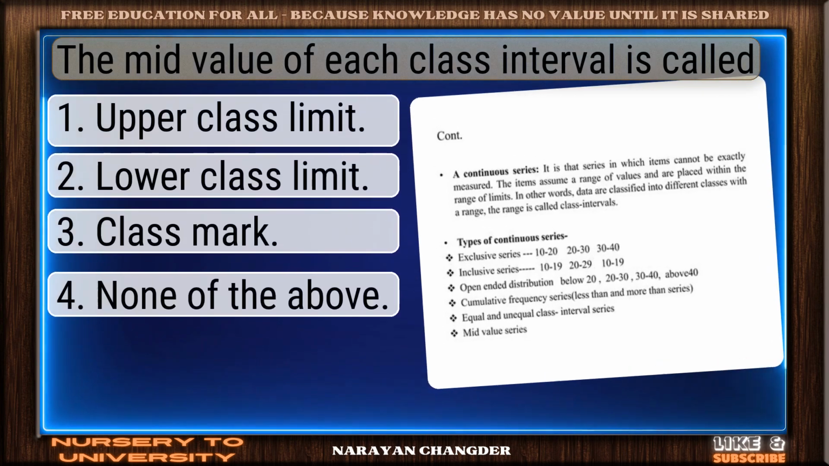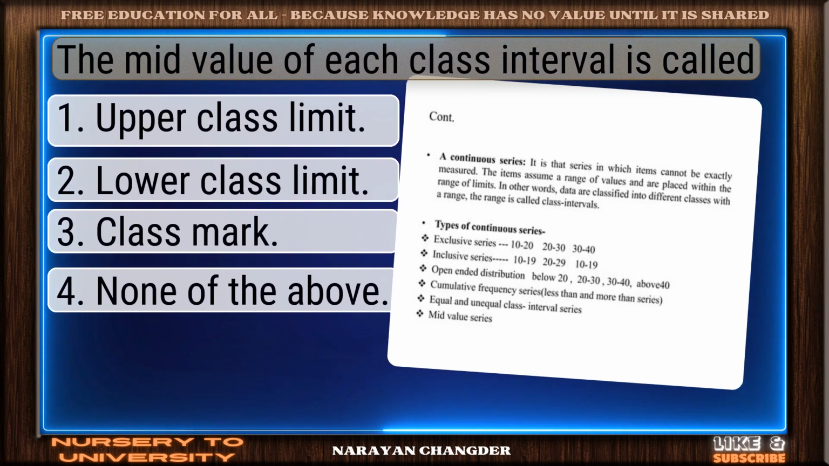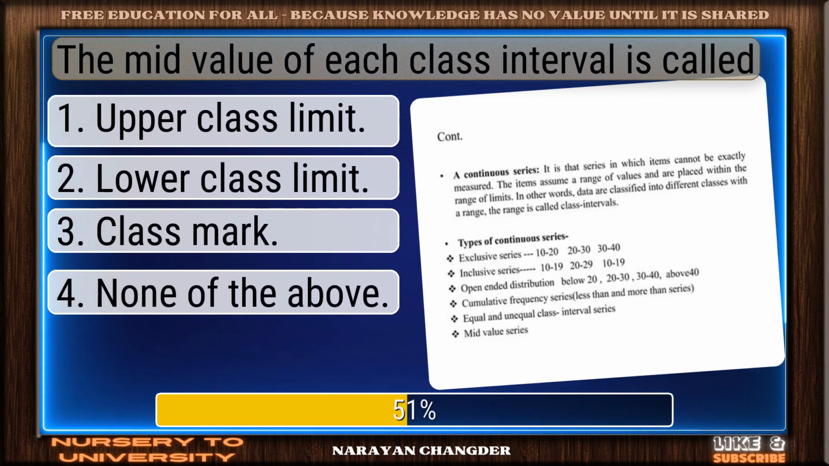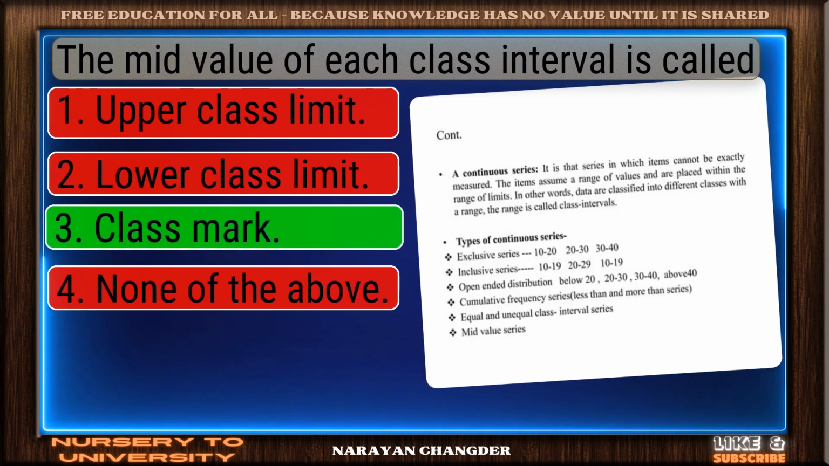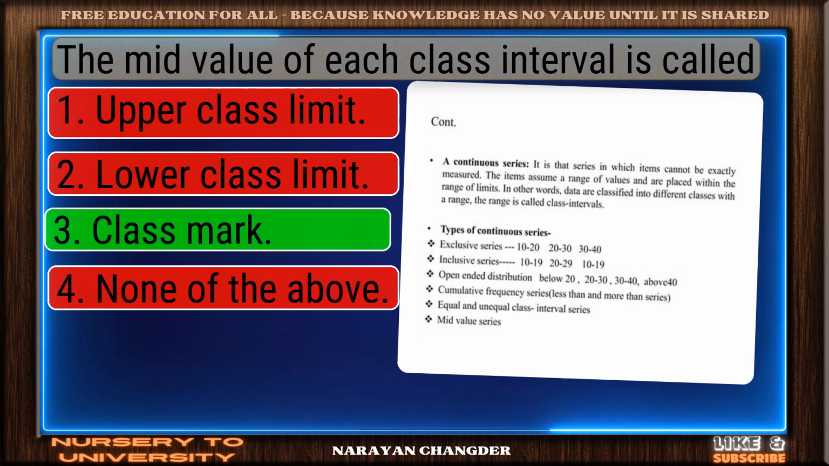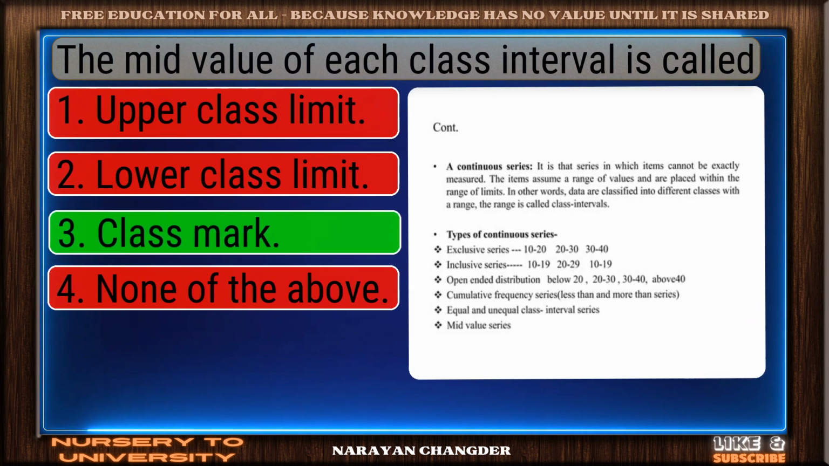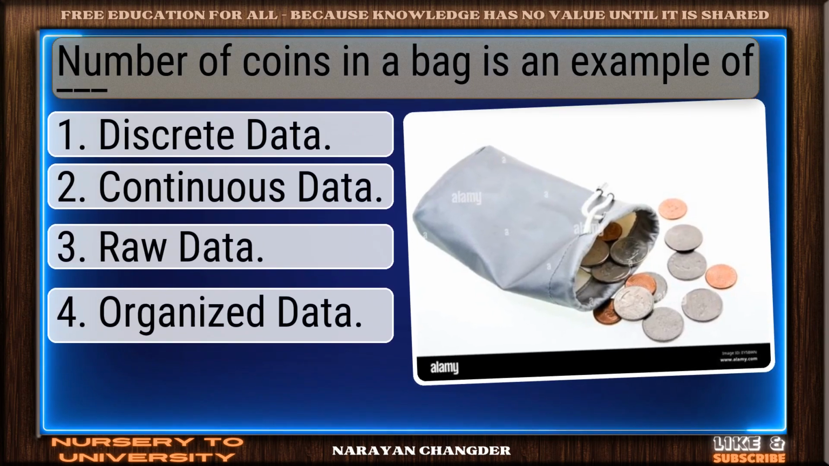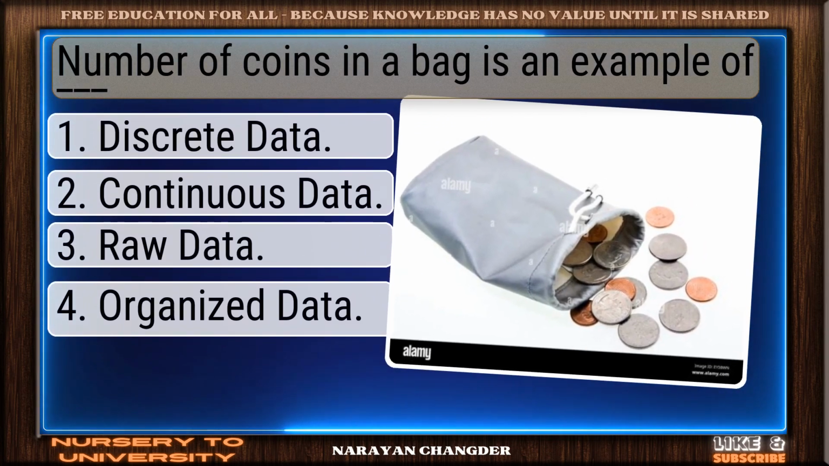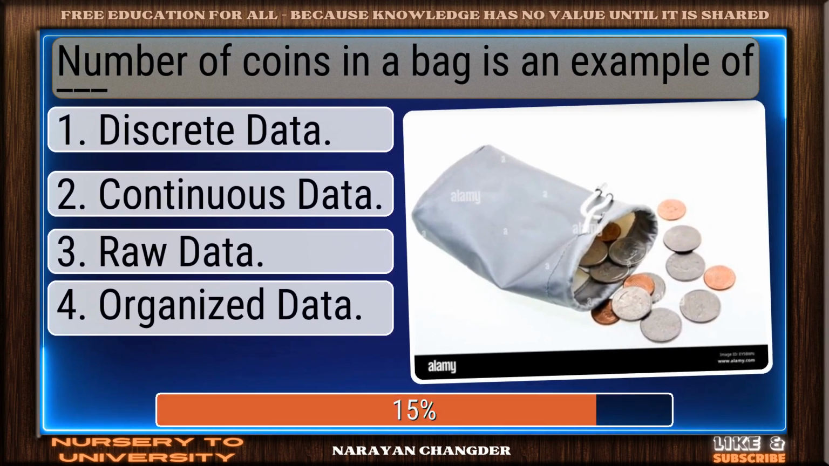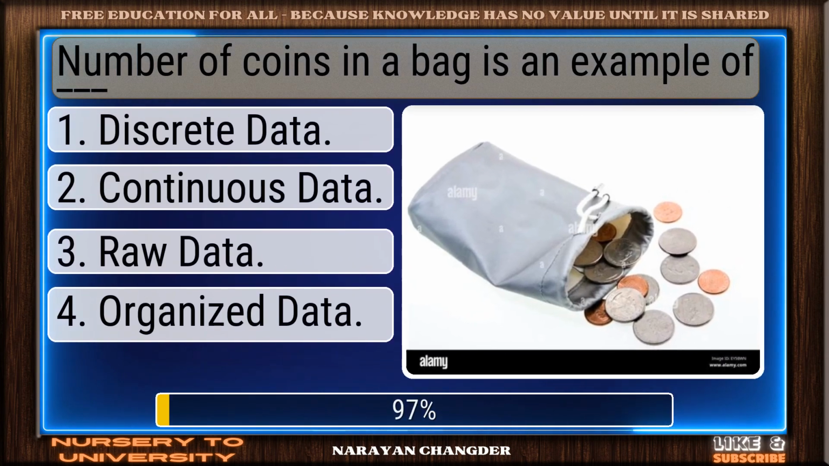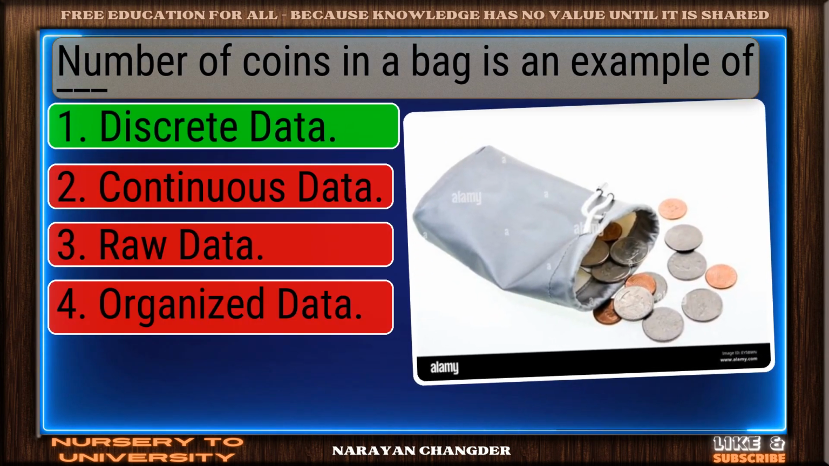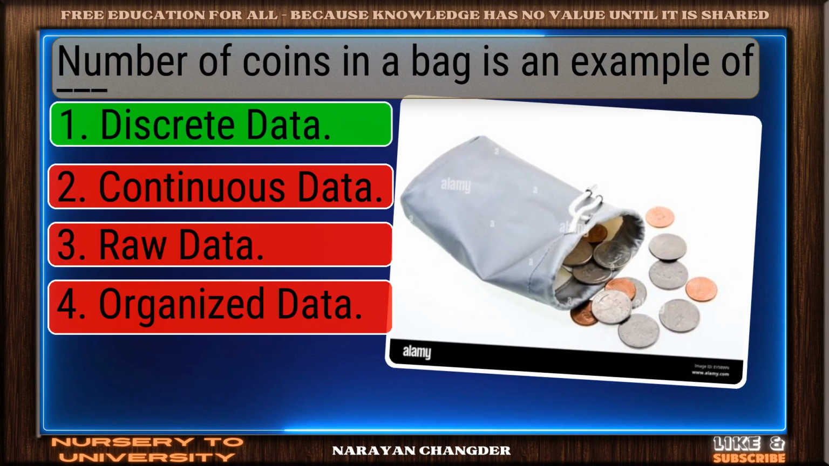Question number 199. The mid-value of each class interval is called? On track. Class mark is the correct answer. Question number 200. Number of coins in a bag is an example of dash. Smart pick. Discrete data is the correct choice.